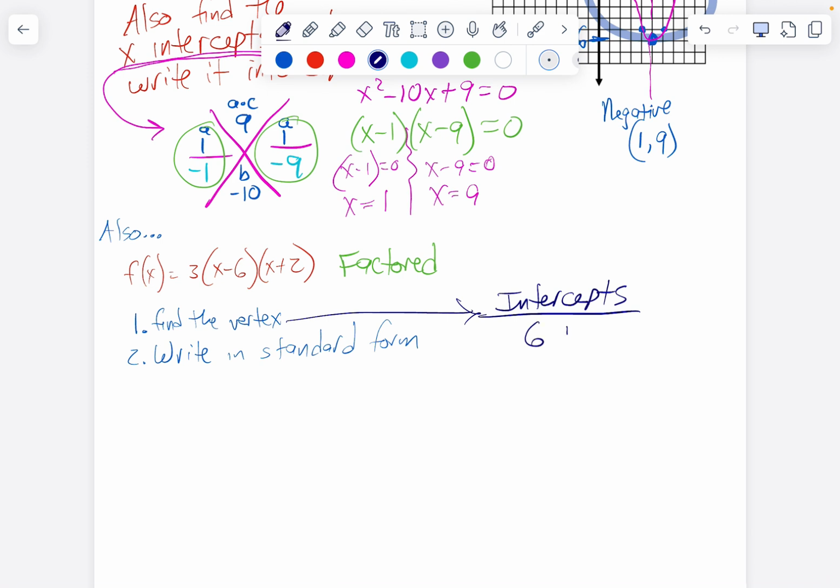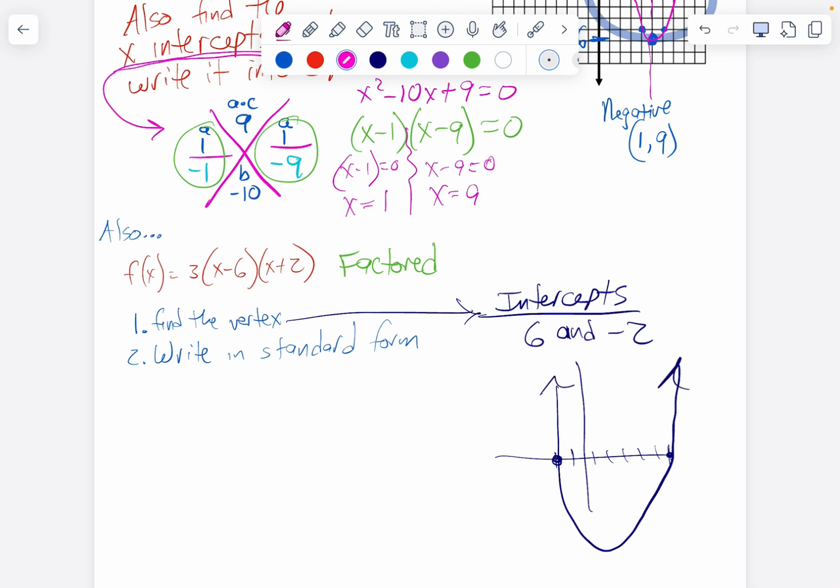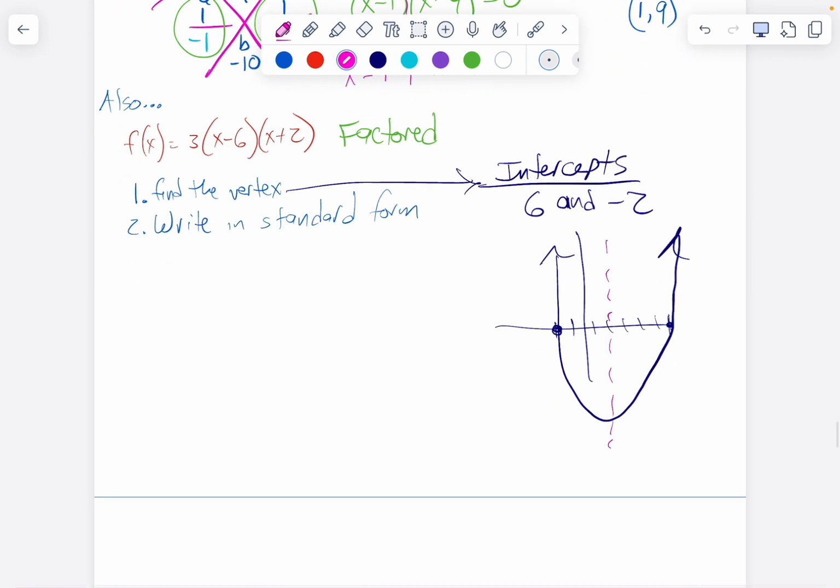6 and negative 2. Okay, so think about it. Just sketching this. There's our two x-intercepts. And does this one open up or down? It opens up, and I'm not worried about it being stretched or compressed, but for this, anyway. So do you agree that our vertex has to be right smack in the middle of those two? Because parabolas are symmetric. So for the vertex, can't we just average those two?